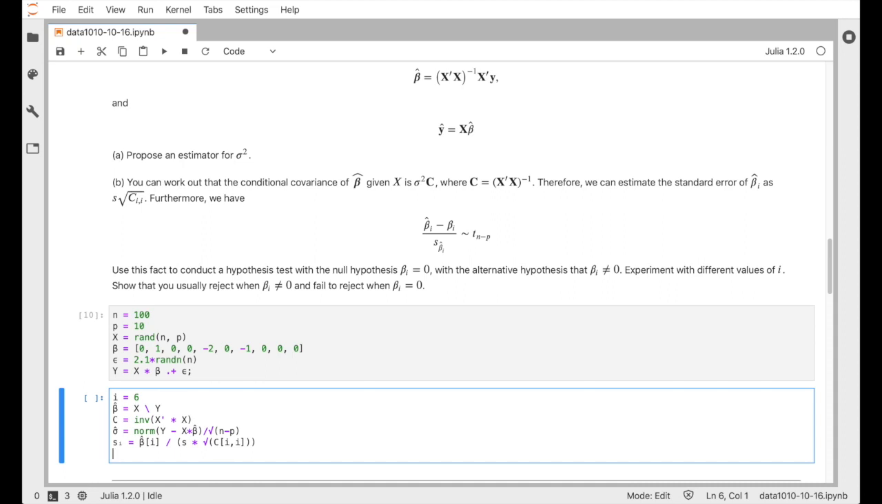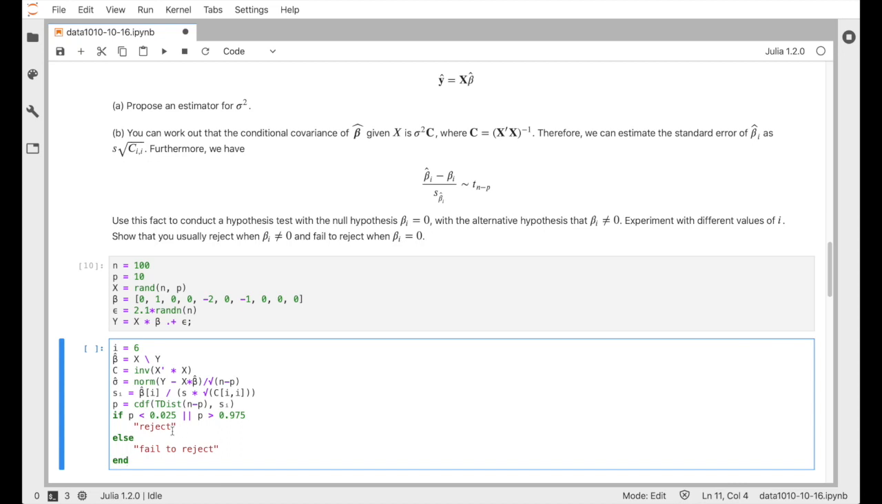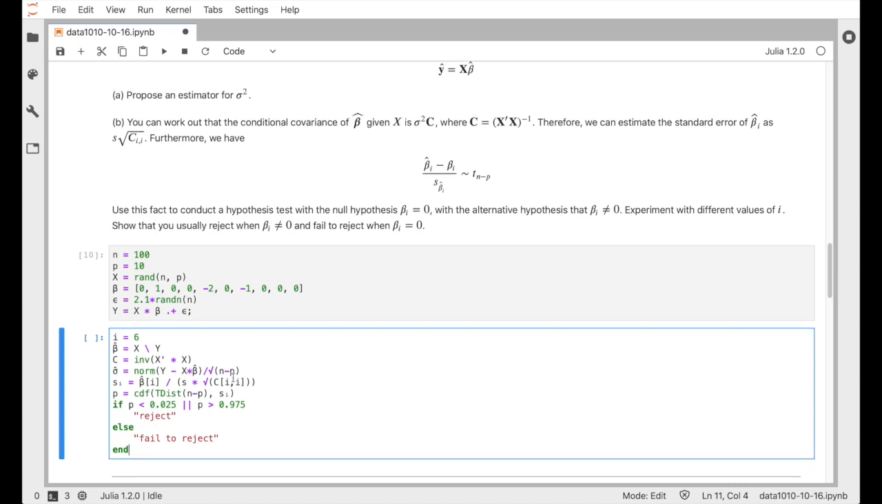And then to conduct the hypothesis test here, there are various ways to go about it, but one thing we can do is compute a p-value by evaluating the CDF of the t-distribution with n minus p degrees of freedom at the observed statistic s_i. And then this is going to be an extreme p-value if it's less than 0.025. Let's say we're using the 5% significance level, so this is 5% divided by 2. If it's more extreme than that, or more extreme on the other end, then we'll reject. Otherwise, we fail to reject.